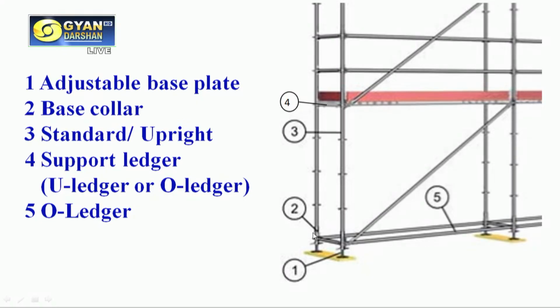Then number 2 here is a base collar, which is providing the fitting arrangement for these different uprights or the standards. Then number 3, the vertical member, as I told you. This is a standard or upright. Then this cross member you see in another direction, in horizontal direction basically. This is support ledger. This 5, this is ledger in horizontal direction. So these are some of the members.